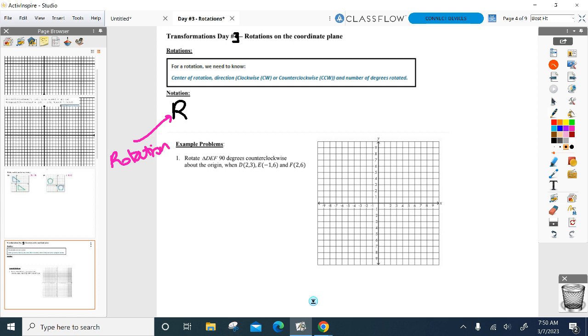Like reflections, you're going to see a subscript. You're going to see a number down at the bottom. That number, I'm going to put a 90 here. That number tells you how many degrees we're going to rotate. And for us in here, in geometry AB, we're only going to rotate 90, 180, and 270. That's it. I'm not going to ask 360 because that's all the way around again. All right, but 90, 180, and 270.